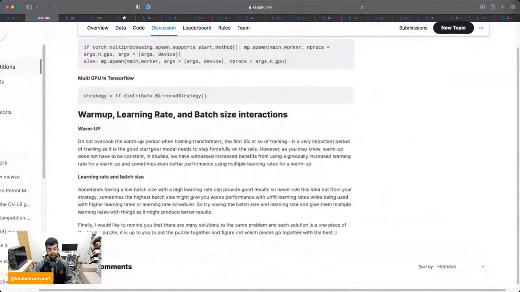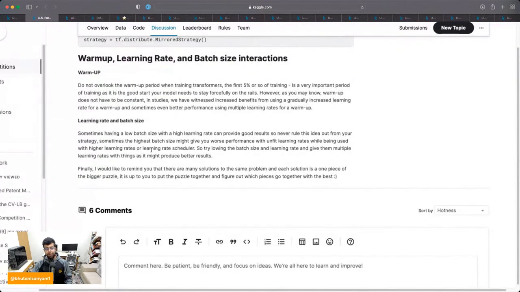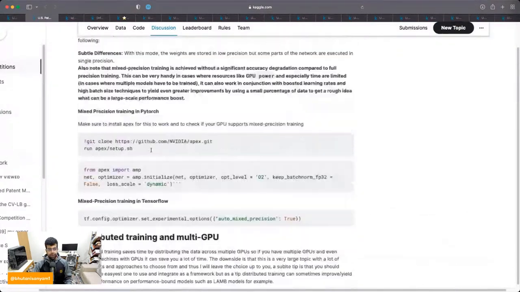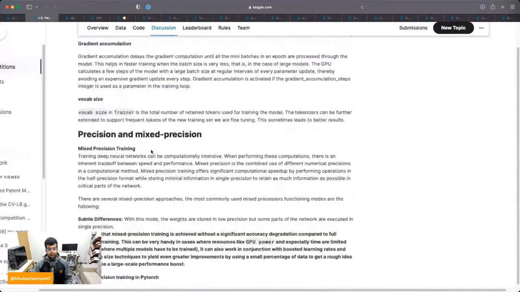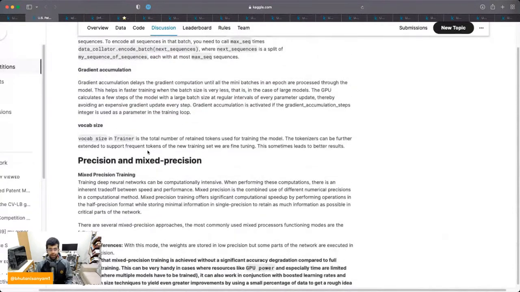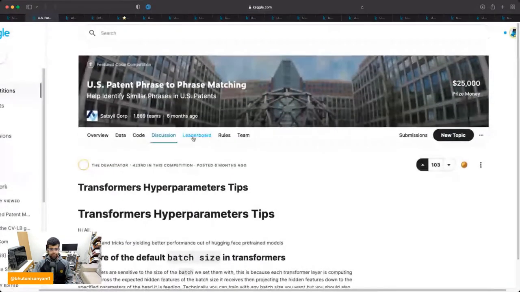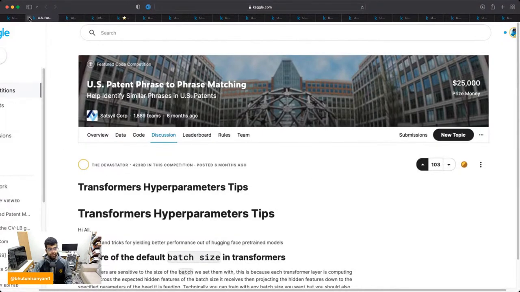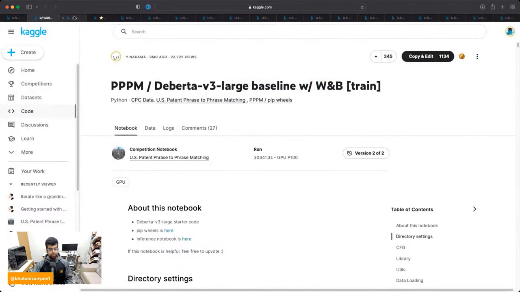And then there are some examples of using warm-up, using distributed training, and whether you should use mixed precision training, most definitely yes. So these are some good refreshers about hyperparameters inside transformer models. Highly recommend this thread. It's a good refresher on all that.